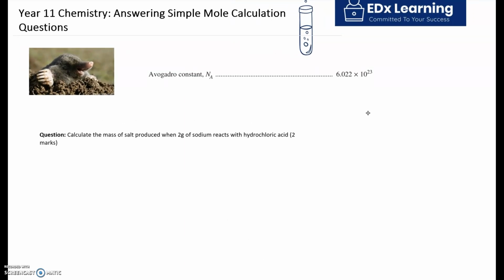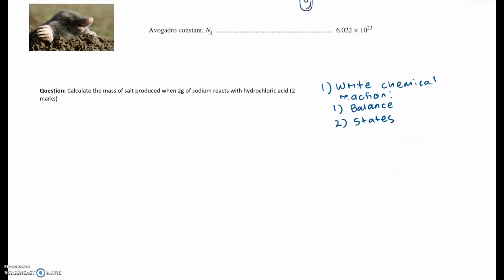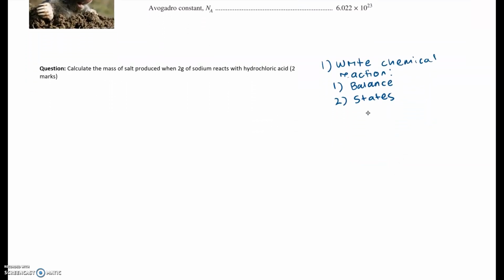The first step I always do is I write the chemical reaction. Now there are 2 things I always do when I'm writing a chemical reaction. Step 1, I always look to balance. Step 2, I always look for states. Now once I've written my chemical reaction, I've got my basic cooking recipe to answer this question.